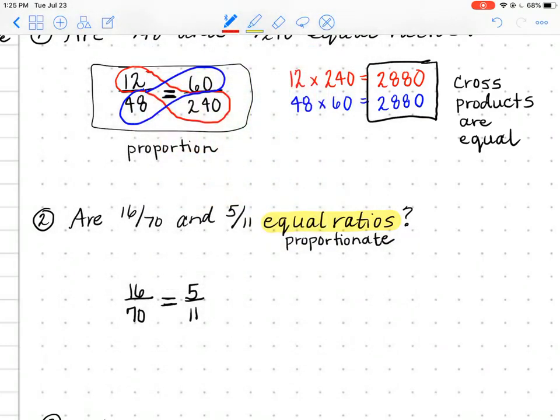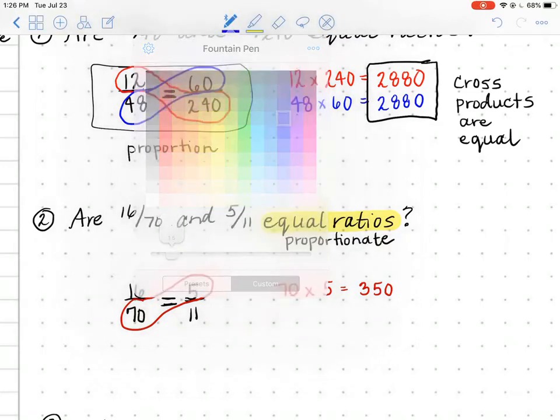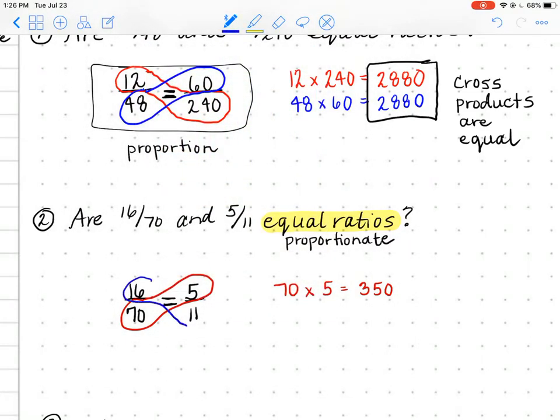So we will do, and it doesn't matter which direction you go first, 70 times 5 is 350. And then cross the other way. 16 times 11 is 176.